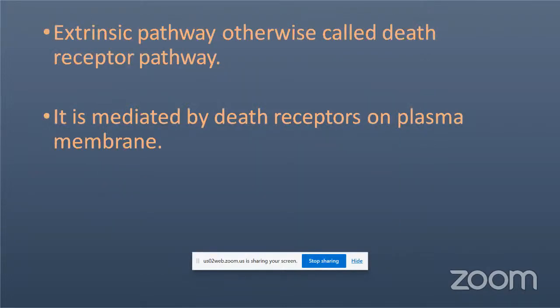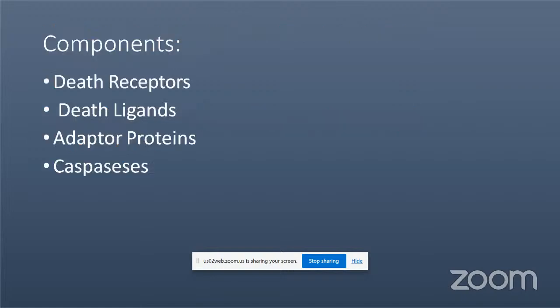The extrinsic pathway is otherwise called the death receptor pathway. It is mediated by death receptors on the plasma membrane. Then its components. What are the components? The first component is death receptors. The next is death ligands. Then adaptor protein. Then caspase.